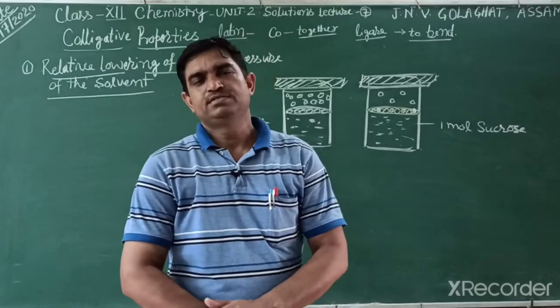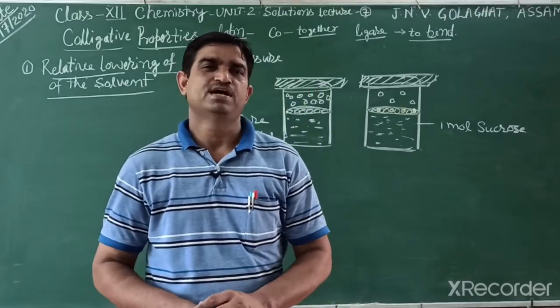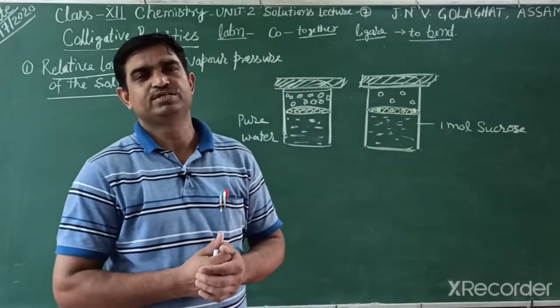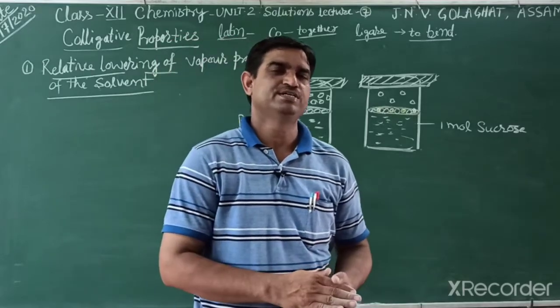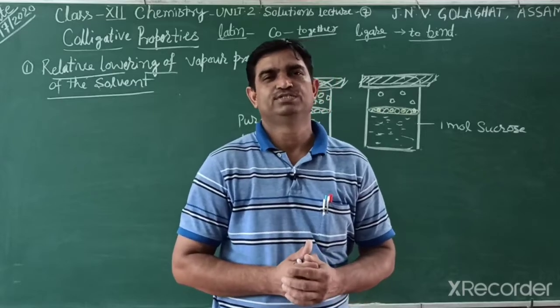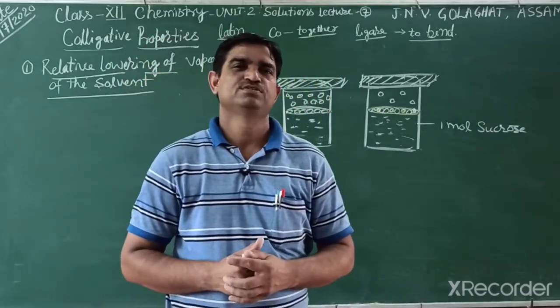Good evening, students. In yesterday's video, we studied what ideal and non-ideal solutions are, positive and negative deviation, and azeotropes. Azeotropes we again divide into two types: minimum boiling azeotrope and maximum boiling azeotrope. Today our topic is colligative properties.